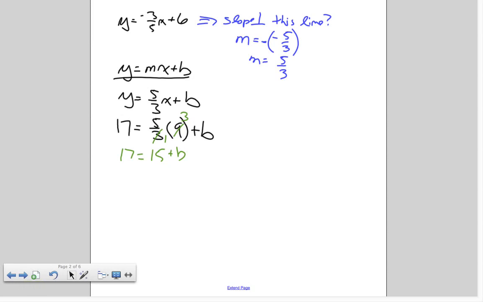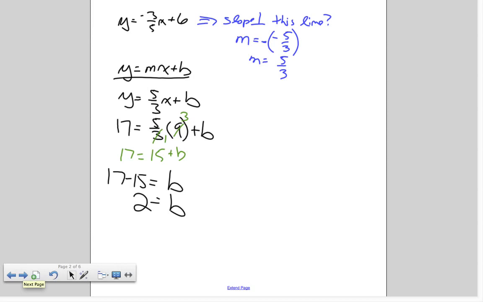We're isolating for b, and how we're doing that is subtracting 15 from 17. Good. So we're subtracting 15 from both sides. We have 17 minus 15 over here, and so we're just left with b. So b is equal to 2.